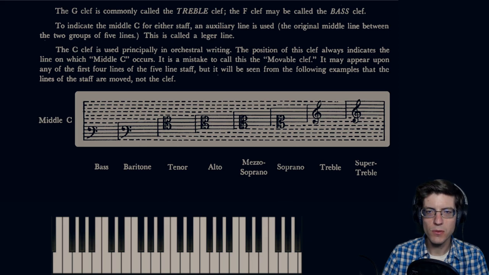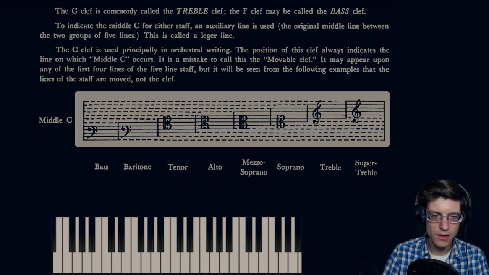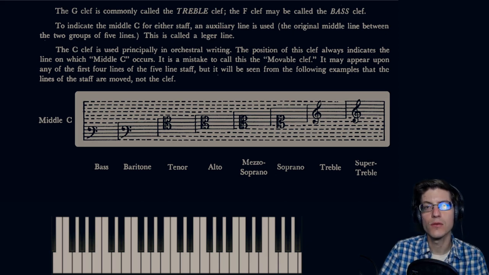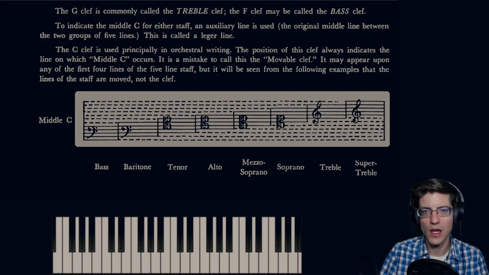The C clef is used principally in orchestral writing. The position of this clef always indicates the line on which middle C occurs. It is a mistake to call this the movable clef. It may appear upon any of the first four lines of the five-line staff, but it will be seen from the following examples that the lines of the staff are moved, not the clef. So in bass, baritone is moved down one step. Then tenor, alto, mezzo-soprano, soprano, treble, and super treble. Each of those is trying to create ways to represent music as easily as possible so that it's relatively easy to understand what notes are being indicated.